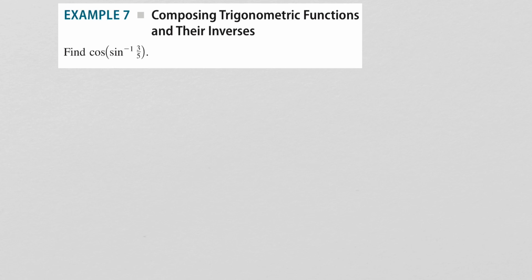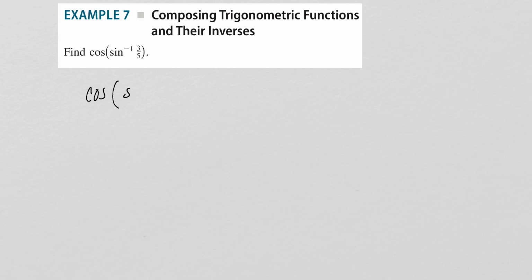Now consider the following expression. Cosine of the inverse sine of 3/5. Now we know that when these trig functions agree, so when you have, say, cosine and inverse cosine, we can cancel them out in some situations. But of course, there is no canceling that is going to happen here. So how do we do this?